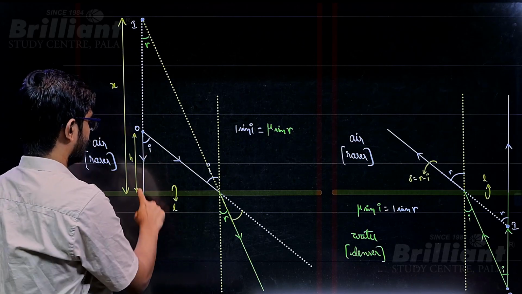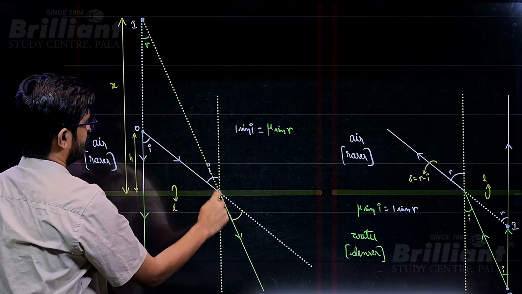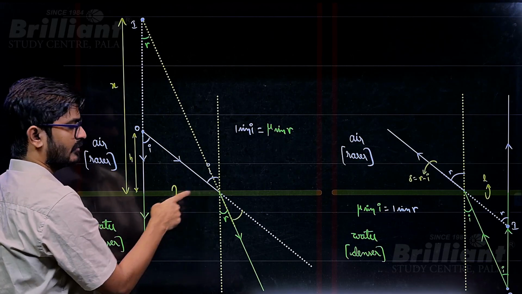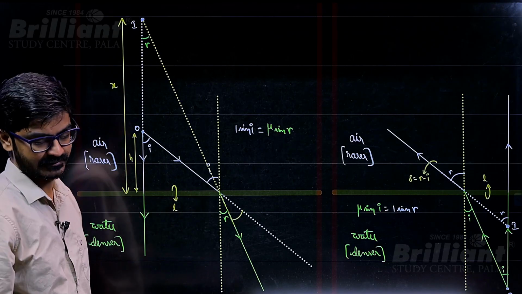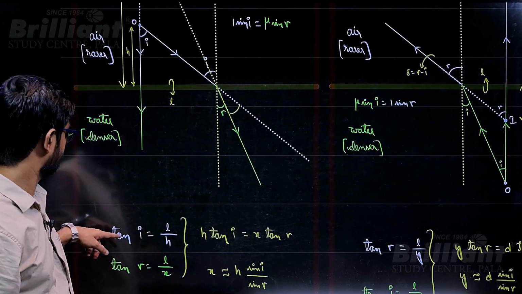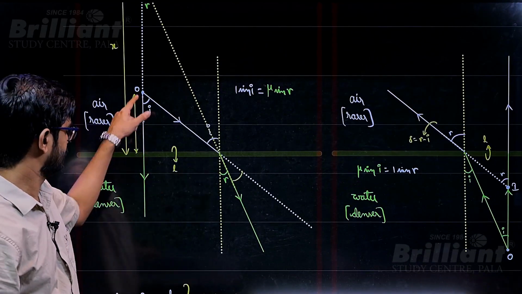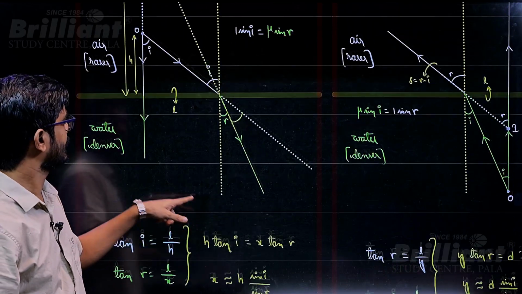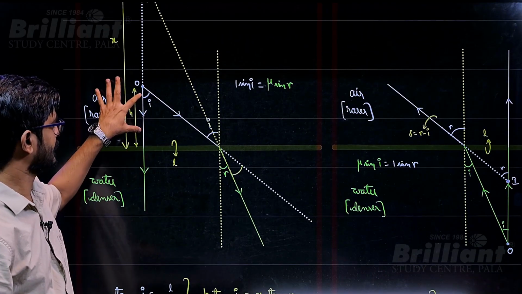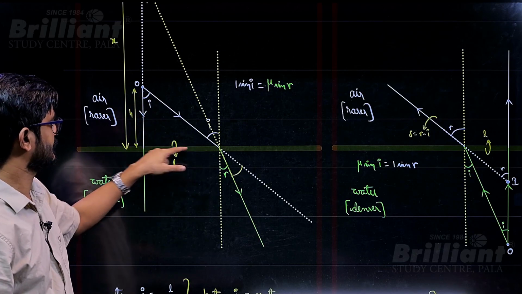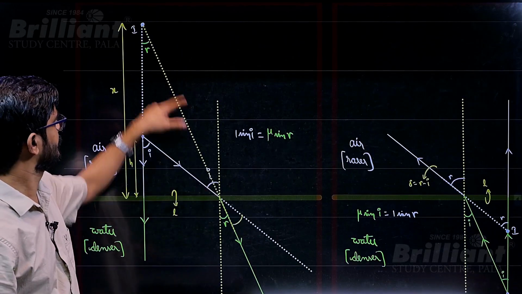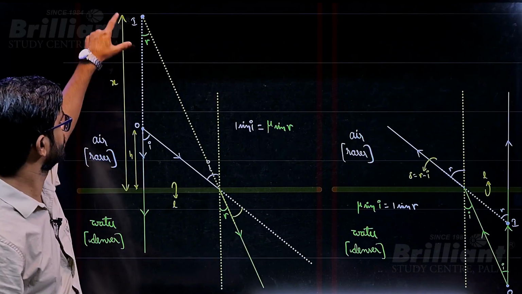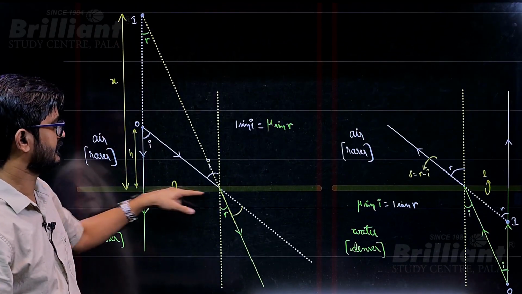Now we can see two triangles here. From these two triangles we will find the common length, this thing. So we will find this common length in those two triangles and we will equate them. So if I take this triangle and use tan theta, I will get that length as h tan I. This length is going to be h tan I. If I take this big triangle, I will get this length as x tan R. That is x we need to find, right? So this will be x tan R.